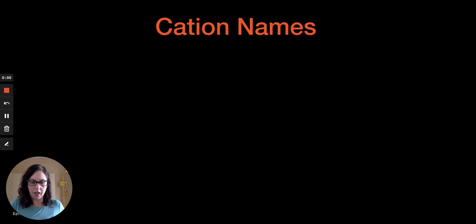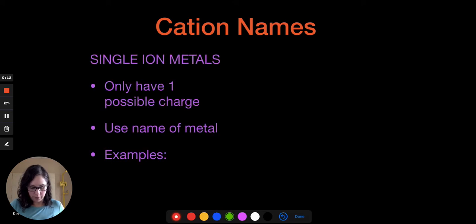So the first thing we want to talk about is how to name our cations. In order to do that, we are going to talk about single metal or single ion metals. Cations are always metals, with the exception of if we have a polyatomic ion. They only have one possible charge, and we use the actual name of the metal. There's nothing different that we need to do. For example, if we had potassium as an ion, K+, the name for potassium in its ion form is still potassium.